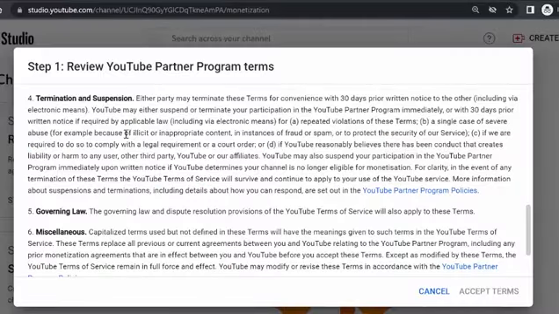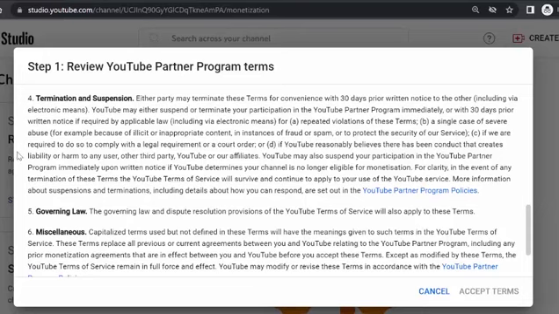Termination and suspension. Either party may terminate these terms for convenience with 30 days prior written notice to the other, including via electronic means. YouTube may either suspend or terminate your participation in the YouTube Partner Program immediately or with 30 days prior written notice if required by applicable law, including via electronic means, or A. Repeated violation of the terms. B. A single case of severe abuse, for example because of illicit or inappropriate content, in instances of fraud or spam, or to protect the security of our service.